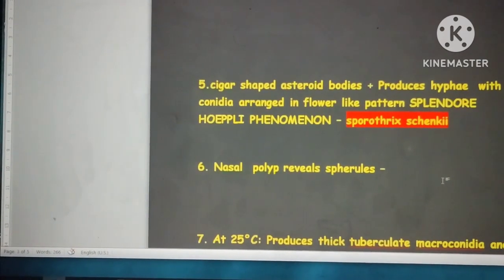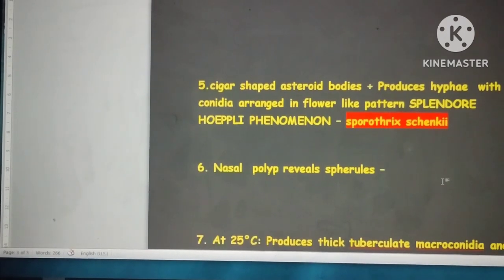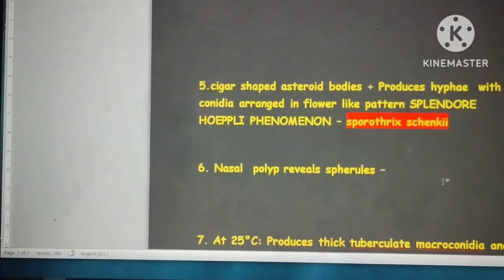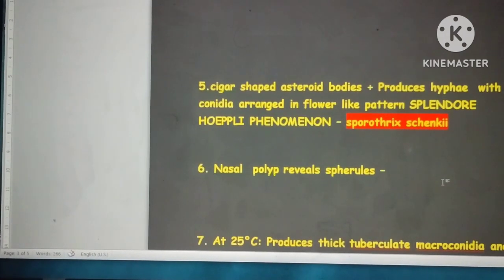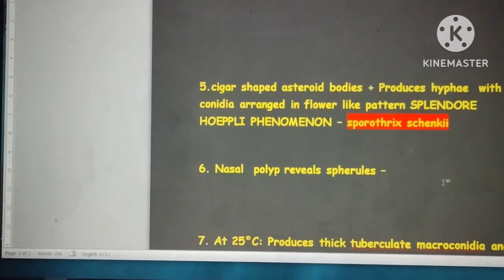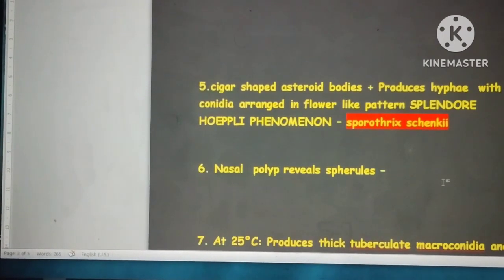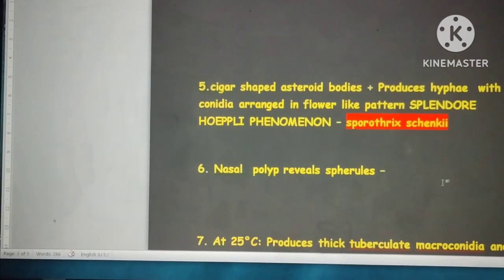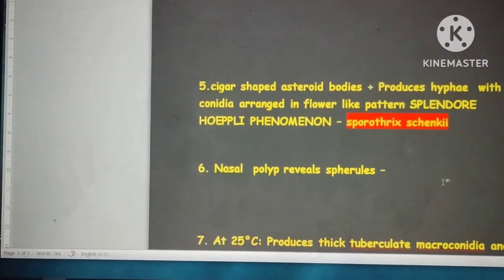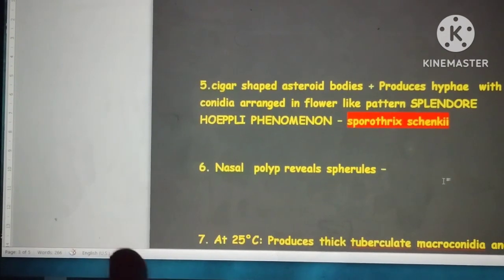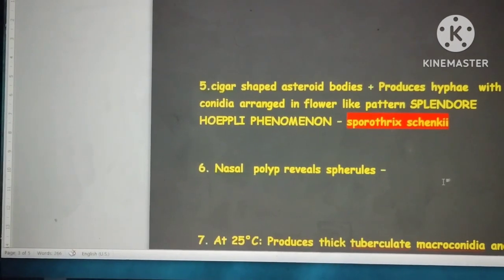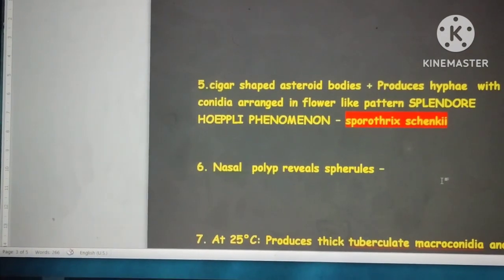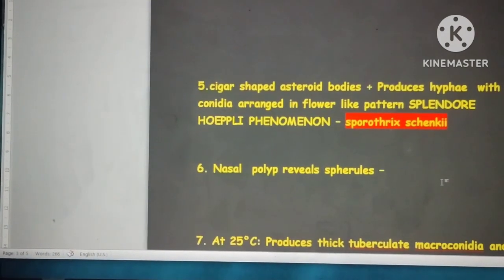And some other point, they can give us a history of a thorn prick. Okay, if a farmer went to the rose garden and had a recent thorn prick. After that, he developed a swelling in the area, and we collected these samples and did histopathological stain. It shows a Splendore-Hoeppli phenomenon, and on LPCB it shows a flower-like pattern arrangement of conidia. Okay, so if they have given like this, then it is Sporothrix.